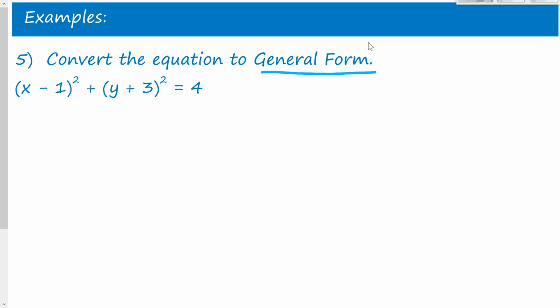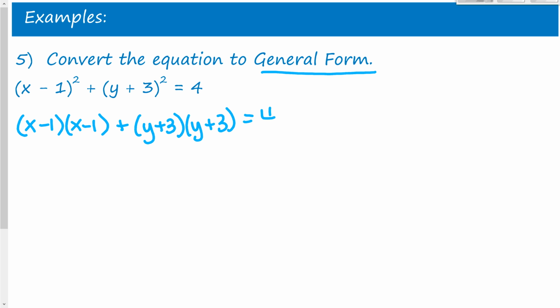But still, all you have to do to convert to general form is just multiply everything out. So we have to FOIL x minus 1 times x minus 1 and y plus 3 times y plus 3. And then we get x squared minus 2x plus 1 plus y squared plus 6y plus 9 equals 4.